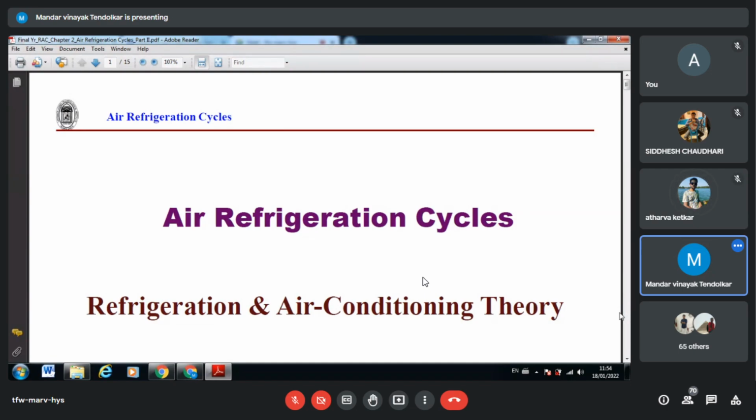Yes, sir. So whatever we have studied is the basic air refrigeration cycle. Now the application, that is aircraft refrigeration.